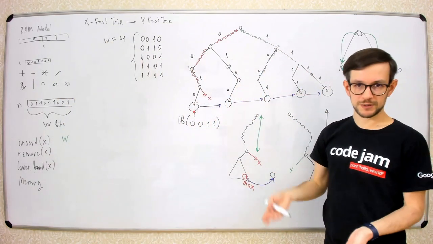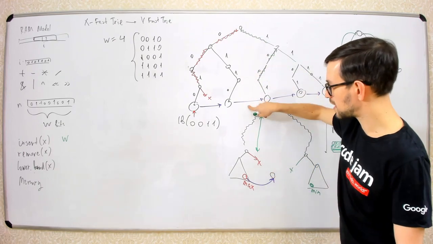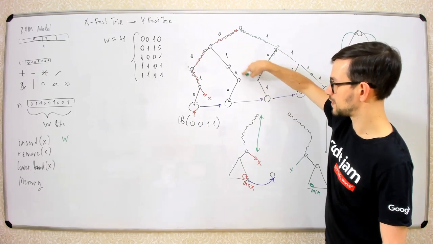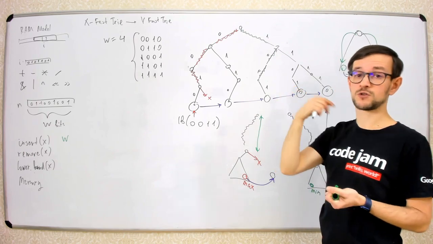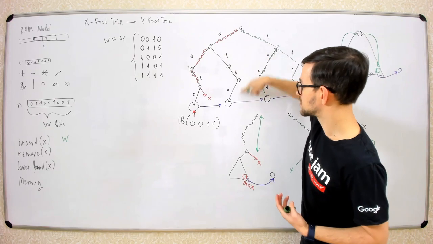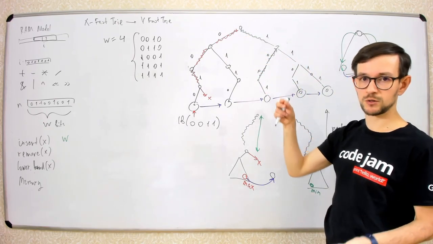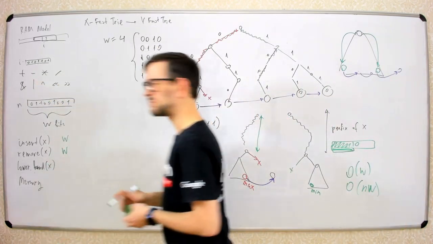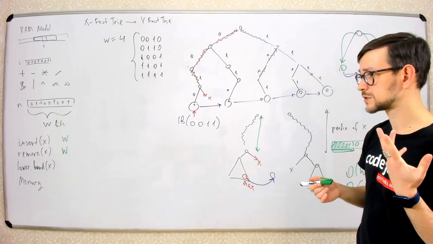You can remove the elements in the same way. When you need to remove an element, you follow this path, then remove all unnecessary edges. If you don't have any children, then you remove the next one and so on. So you remove all unnecessary edges and nodes, and then recalculate minimums. Again, you need only update this one path in your trie. This path has length W, so you can remove an element in time W. Basically the same as removing elements from the trie in string algorithms.